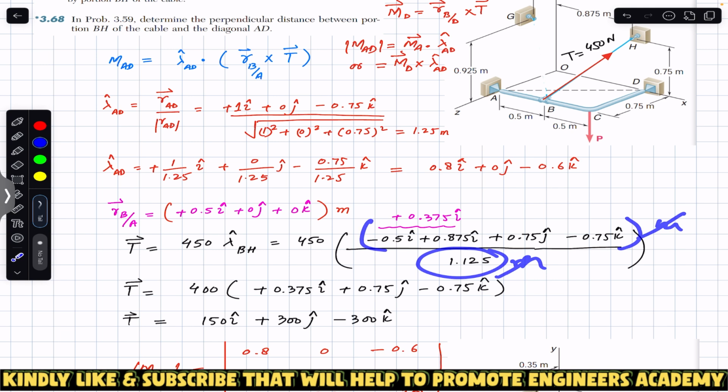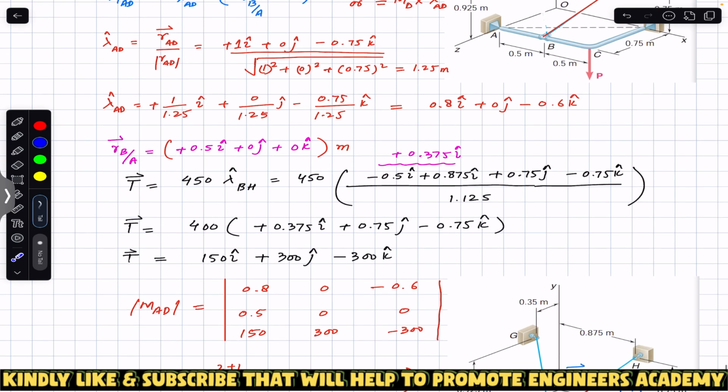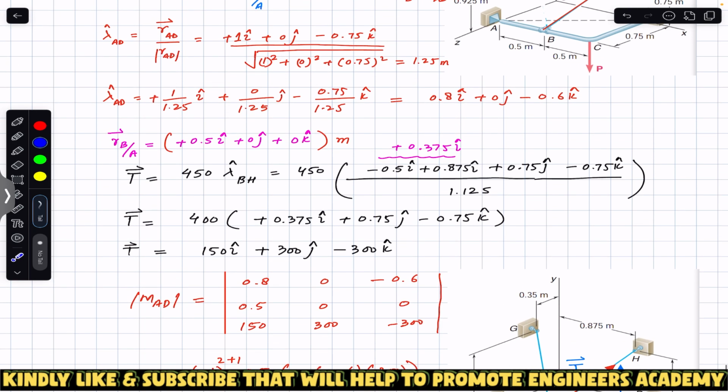So this is in meters and this is in meters. This cancels out. So this is the unit vector. Now, if we divide 450 by 1.125, that gives us 400. And 400 multiplied by all these components gives us the Cartesian vector representation of that tension T from B to H, which will be 150i plus 300j minus 300k, and the units are in newtons.